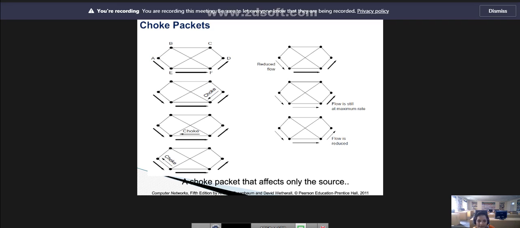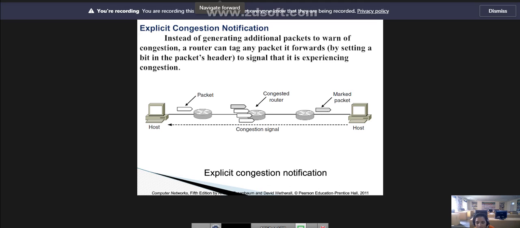So flow is reduced here. So okay, so these are the choke packets.